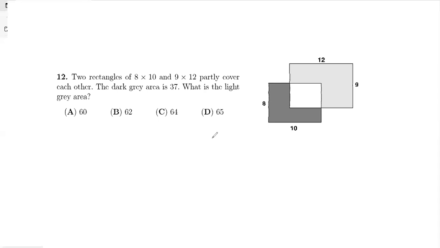Let's read question number 12. Two rectangles of dimensions 8 into 10 and 9 into 12 partly cover each other. The dark gray area is 37. What is the light gray area? So if you see, what is the area of the dark gray rectangle? That will be 8 times 10, which is 80.